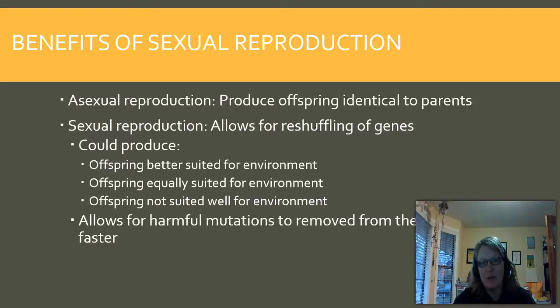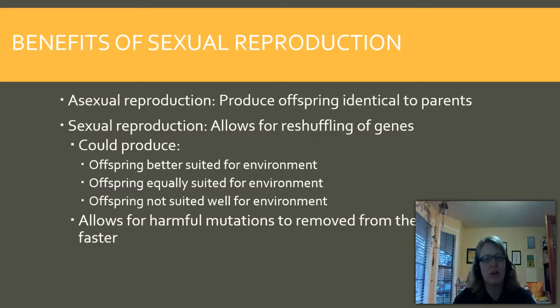However, as we know, the environment doesn't always stay the same. And so what sexual reproduction allows for is a reshuffling of the genes between different individuals. This can produce three different types of offspring. We could have one that's better suited for the environment. So if they inherited both these really strong traits from the parents, then this offspring may be a really strong offspring that could go on and continue to survive in this environment even if things changed. Or we'll have an offspring that's just as equally suited and will survive just fine. And then there's always the possibility that there will be an offspring that's not as well suited for the environment and is not likely to survive.